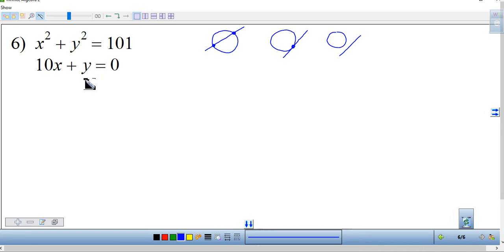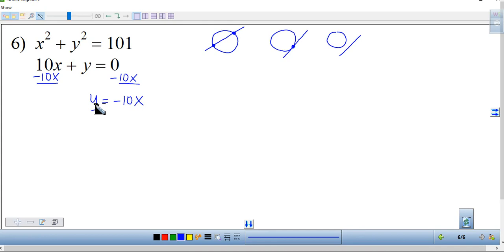As far as solving, we're going to use the same method. We're going to pick an equation and we're going to look for something that looks relatively easy to solve for. In this case, it would be the y in the second equation. I can solve by subtracting 10x on both sides. That gives me y equal to negative 10x.